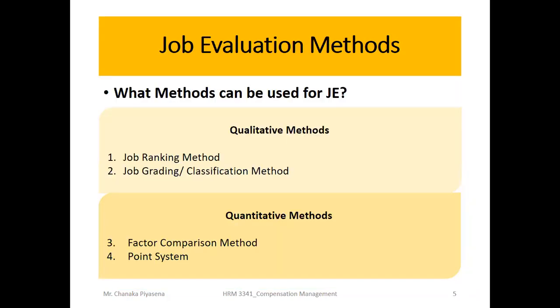Under the job evaluation, there are 4 main methods. Those 4 methods we can categorize under the qualitative methods and quantitative methods. Last week, we discussed the qualitative methods: the job ranking method and job classification method. Now we are in the quantitative method, that is somewhat analytical, more analytical. As a third method, we are going to discuss the factor comparison method.